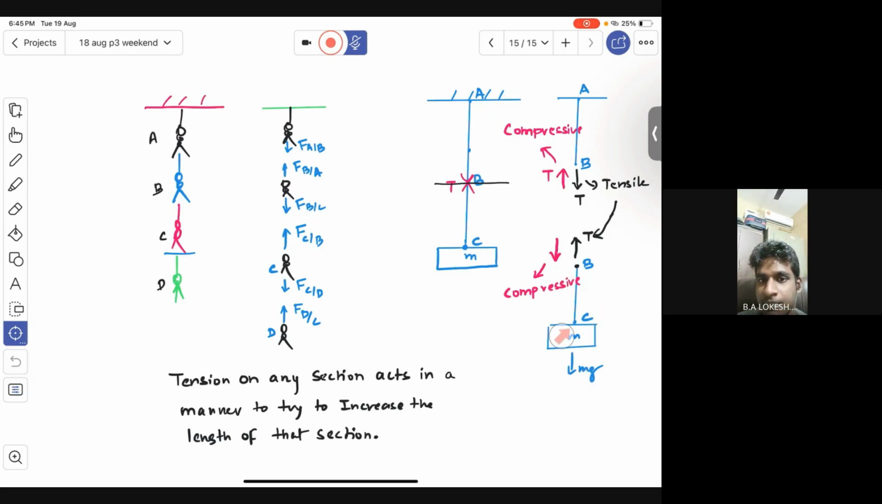And this BC and this block together is under equilibrium. Means T must be balancing Mg, or there must be some force to balance Mg. So that must be upward. So tension at point B on BC is upward. So its reaction on AB applied by BC at point B will be downward. I hope this is clear in a different way also. I hope all of you understood now. Vishnu, understood or not?